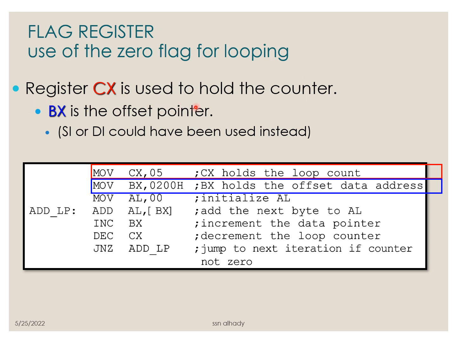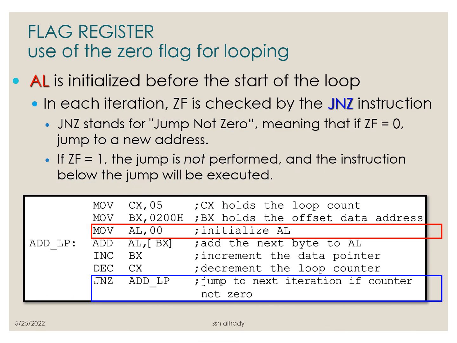Register CX is used to hold the counter. DX is the offset pointer. AL is initialized before the start of the loop, so it becomes zero. You make it zero. In each iteration, ZF is checked by the jump non-zero instruction. It will check the zero flag. JNZ actually stands for jump not zero, meaning if the ZF is equal to zero, then jump to a new location.